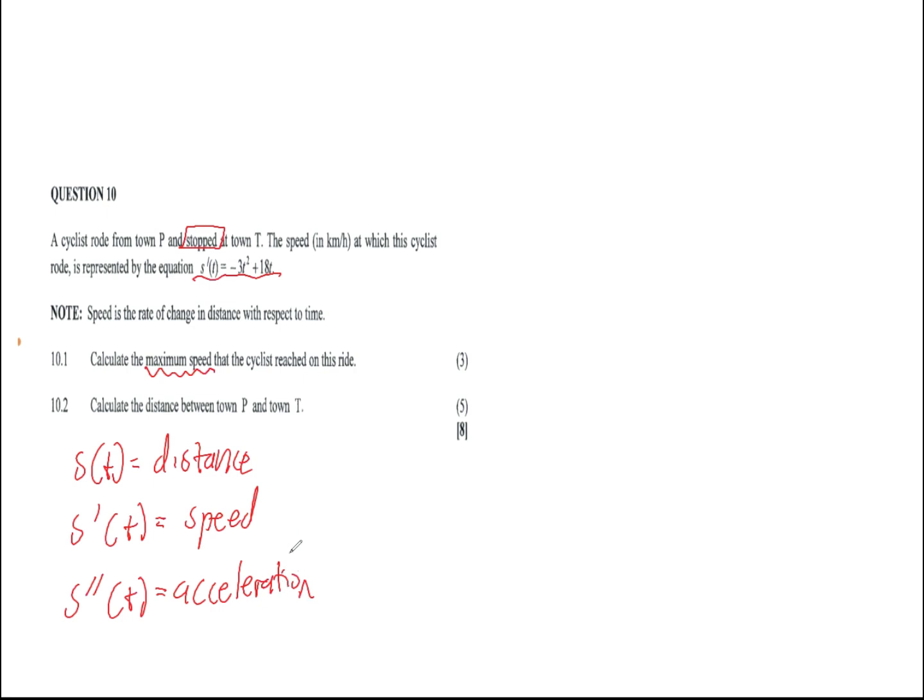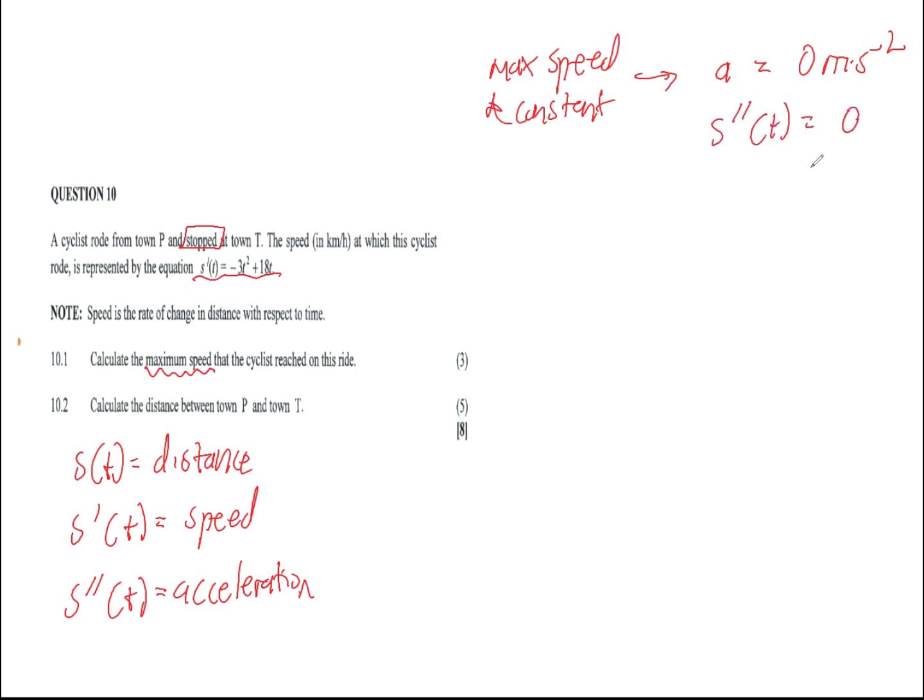Now, if we are looking for the maximum speed reached, that means we have to look at where the acceleration would have to be equal to zero, meaning that the maximum speed is a constant speed. So this is a constant maximum speed. A constant maximum speed would mean that my acceleration would have to be 0 meters per second square, meaning according to this, my second derivative would have to be 0, right? So in order to calculate the maximum speed, I would have to find the time at which there will be an acceleration of 0 meters per second square. So what do I do?